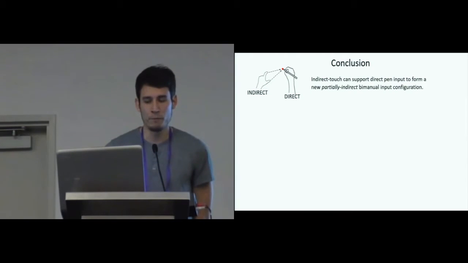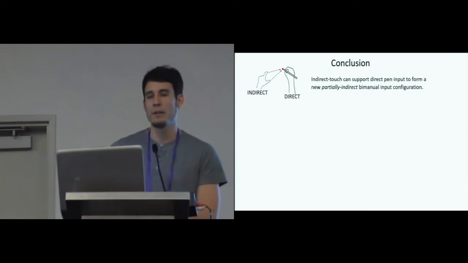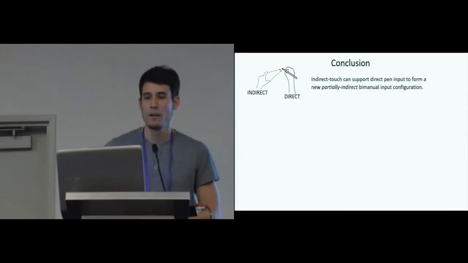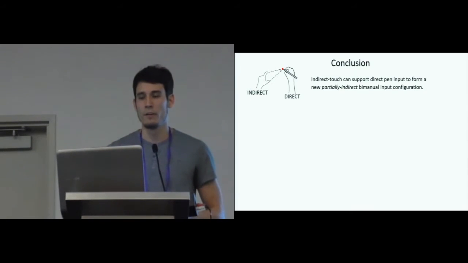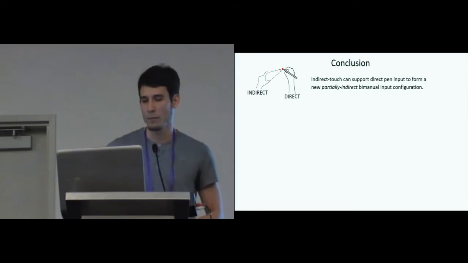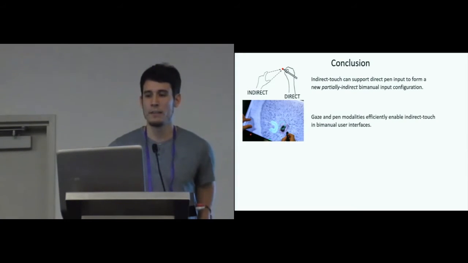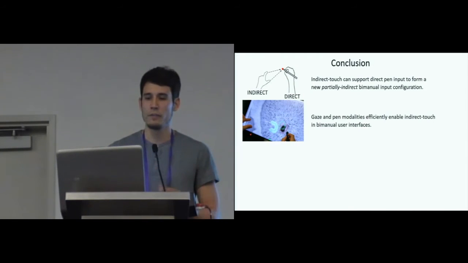So overall, what we showed with our research is that we can utilize indirect touch in one hand to support direct pen input in the dominant hand. And this forms a new way of bimanual input where parts of it is indirect and the other part is direct. And our study showed that to enable indirect touch, we can use the gaze and pen modalities as potential targets of the pinch to zoom actions. And this integrates well into this bimanual interaction context of pen and touch.